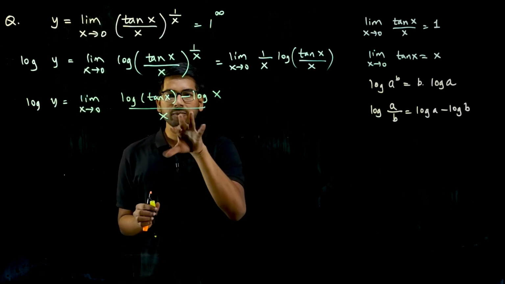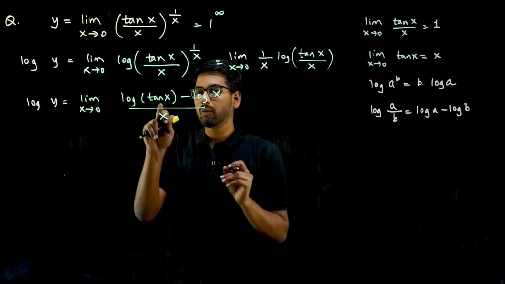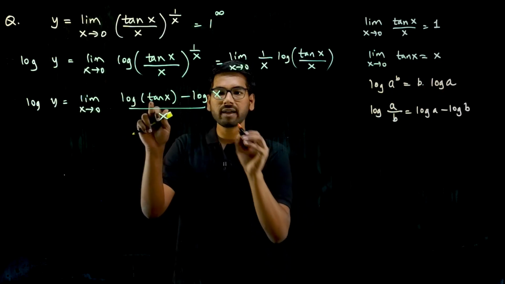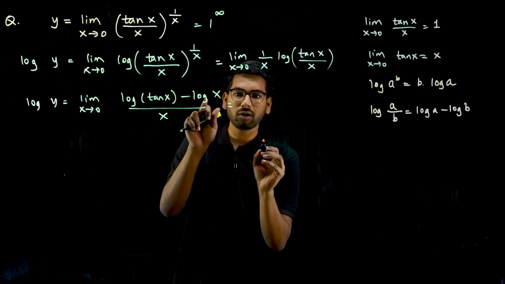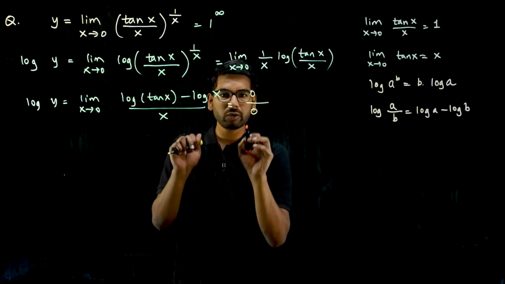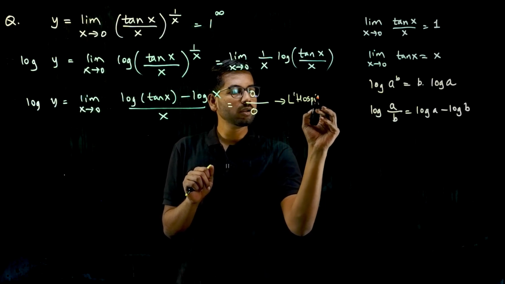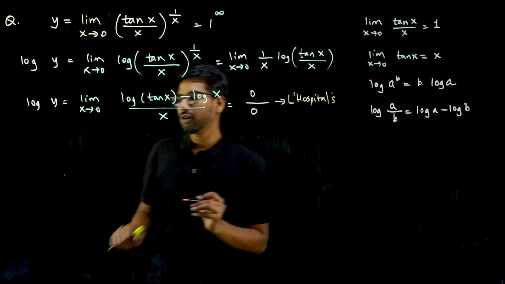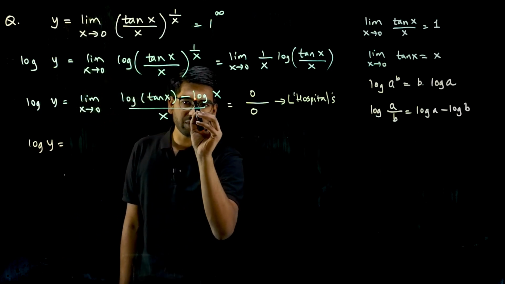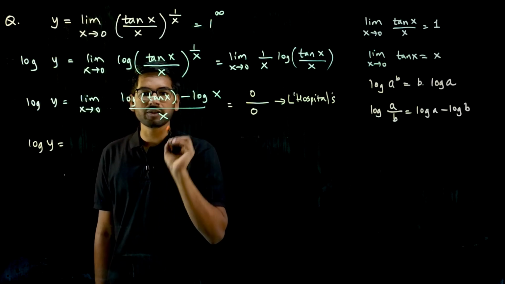At this point we will evaluate the limit again by substituting x equal to 0. Whenever you see tan x in the limit, tan x is x. So this is log x minus log x, which is 0, by x, and if you substitute 0 in place of x, it is 0 by 0 form. Whenever you have 0 by 0 form, this leads to L'Hospital rule. L'Hospital rule says the limit of some function by some function is equal to the limit of the differentiation of that function by the differentiation of the other function.